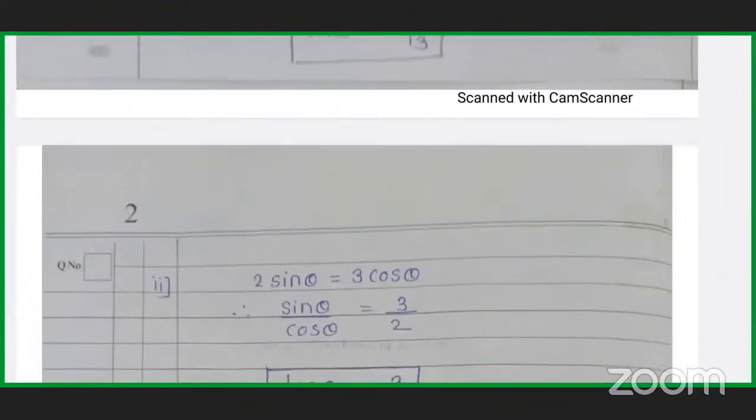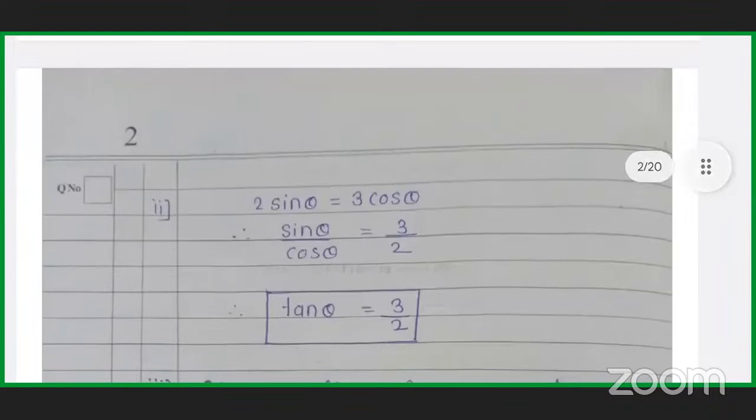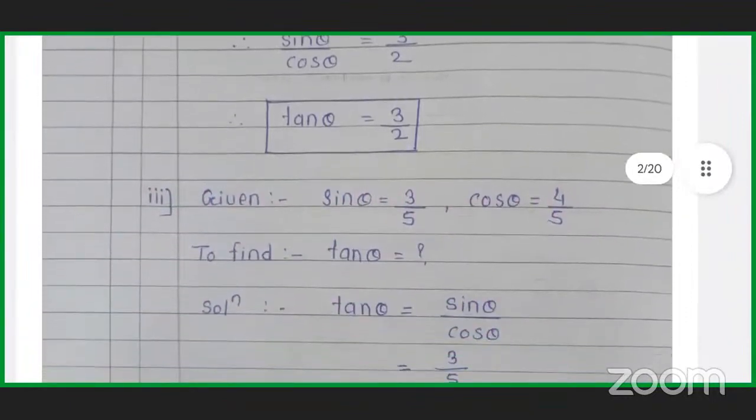If 2 sin theta is equal to 3 cos theta, then what is the value of tan theta? So 2 sin theta is equal to 3 cos theta. This is the given part. So we have to equate the sine and cos terms on one side. This cos is multiplied, so when we change the side, it is divided. So sine upon cos is equal to 3 upon 2. Sine upon cos is nothing but tan theta. So tan theta is 3 upon 2. Then focus on the third question.